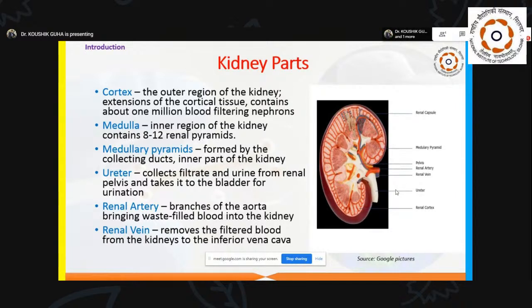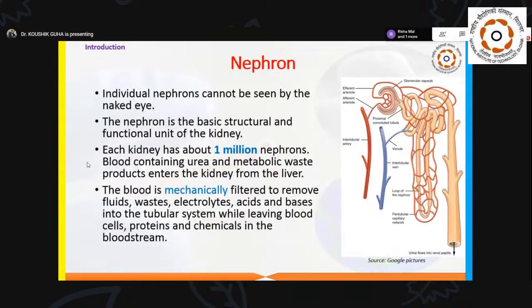The renal artery, a branch of the aorta, brings waste-filled blood into the kidney, because one of the major functions is blood filtration. First the waste-filled blood comes into the kidney. The kidney does filtration, and after that pure blood is supplied to the organs and cells through the renal vein. The function of the renal vein is to remove the filtered blood from the kidneys into the inferior vena cava. So these are some medical terms.